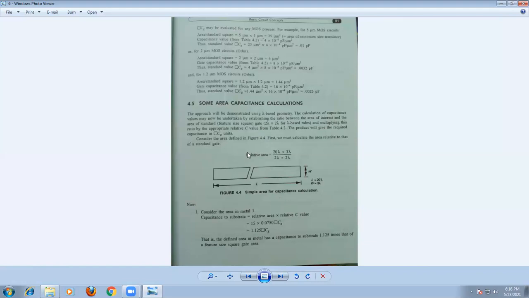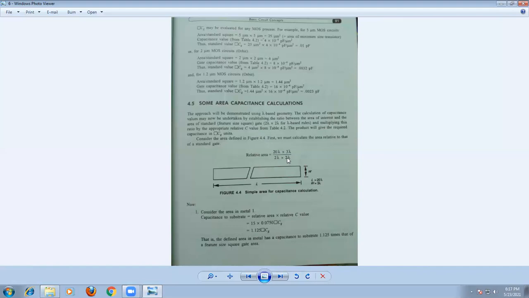So first calculate the relative area. How to calculate the relative area? The formula is: relative area is equal to the actual area of the layer divided by the standard gate area. Therefore, the actual area of the layer is 20 lambda into 3 lambda, L into W, divided by the standard gate area, which is 2 lambda into 2 lambda.